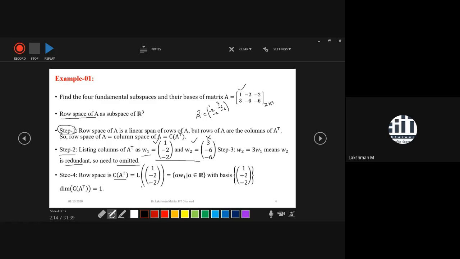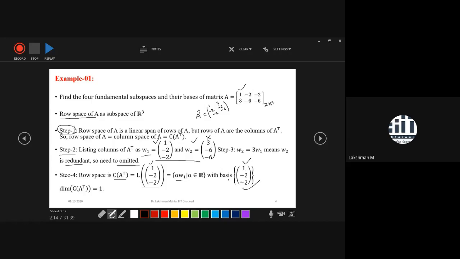If you take linear combinations of this one vector and want to visualize it geometrically, it is a line passing through the origin with direction W1. So you got the line. Similarly, what is the basis of this row space? The basis is simply the direction of the line. So this is the basis.